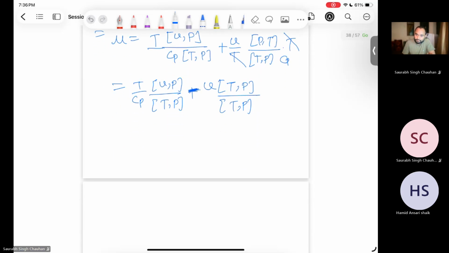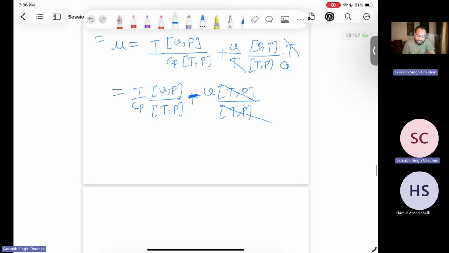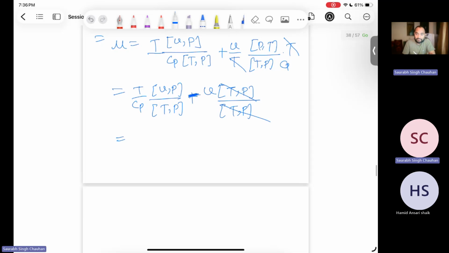So they will cancel out, right? Minus V. Correct? Yes, sir. And there was one more Cp. Okay, so Cp we can take common. So we will be left with T (∂V/∂T)_P minus V.